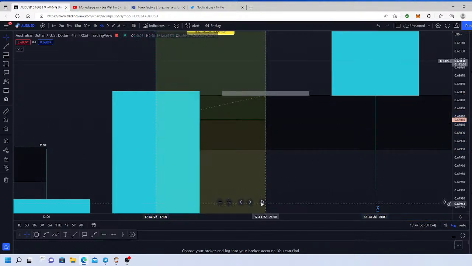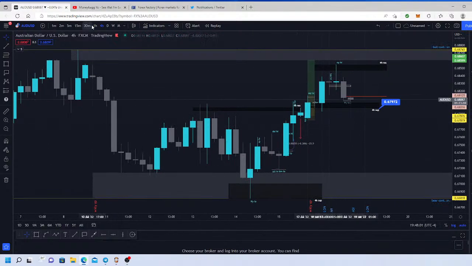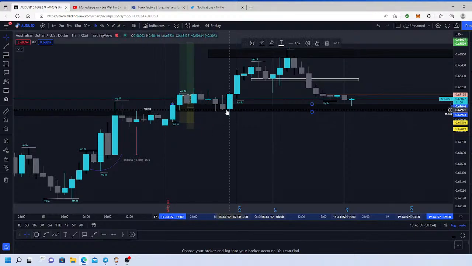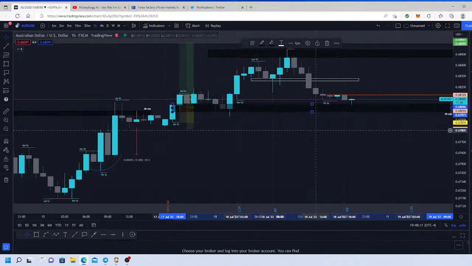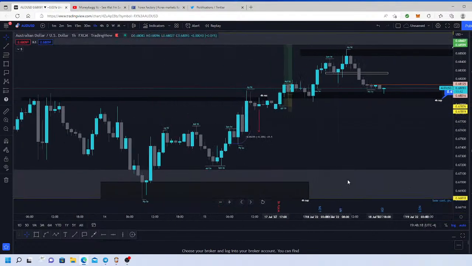I'm just setting up my 4-hour zones. Does this look weird on the lower time frame? Take this whole area, this candle and that candle. We just tapped here, so let's see what type of reaction we get from there.